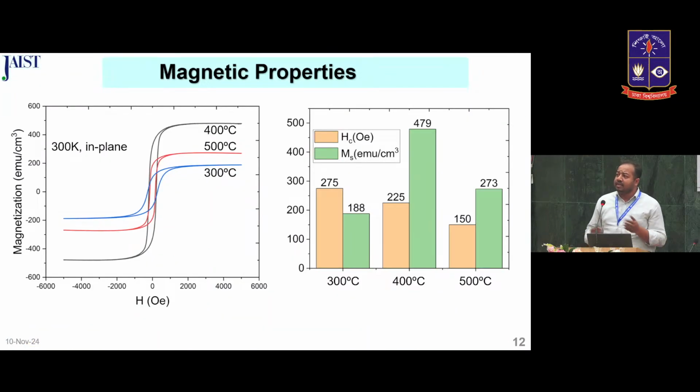Then we focus on the magnetic properties, and here we found good magnetic properties for 400 degrees Celsius. Here, the higher saturation magnetization as well as the very low coercivity. So we choose this condition, and then we went forward and tuned a little bit the manganese and antimonide beam equivalent pressure by fixing the growth temperature at 400 degrees Celsius.